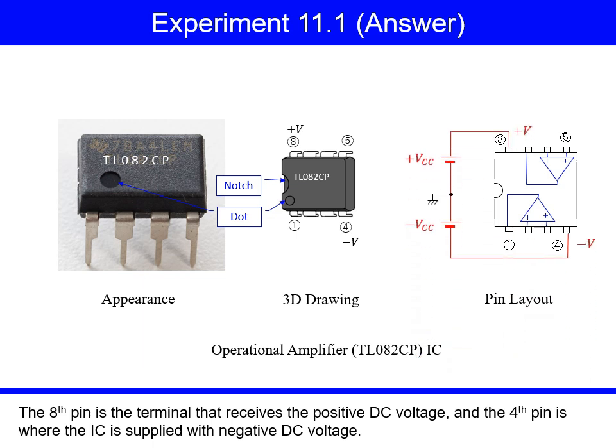The eighth pin is the terminal that receives the positive DC voltage, and the fourth pin is where the IC is supplied with negative DC voltage.